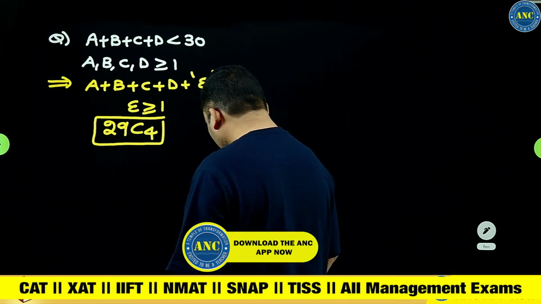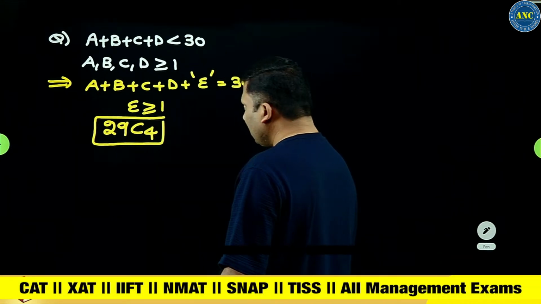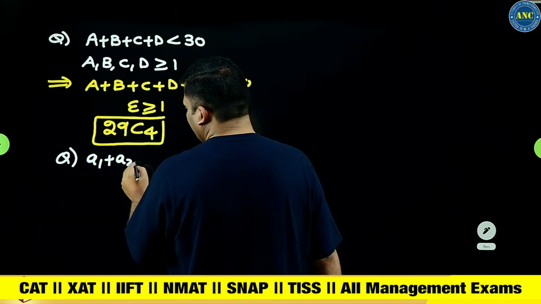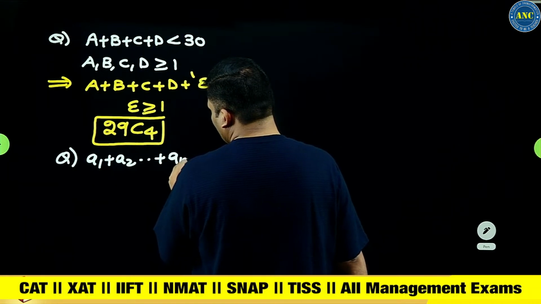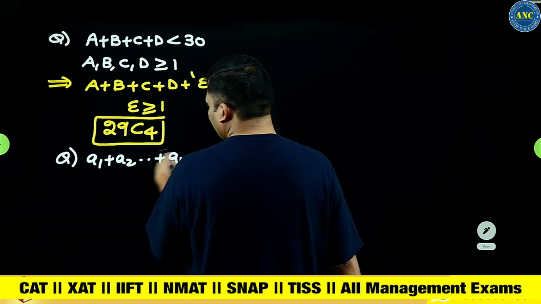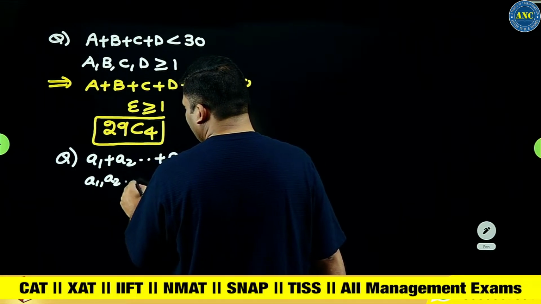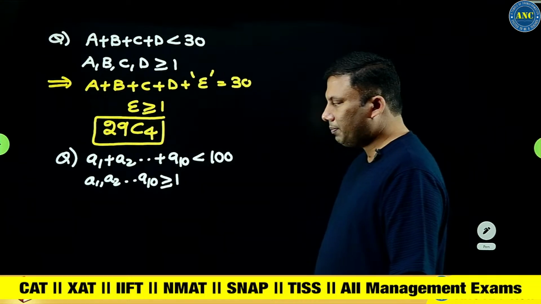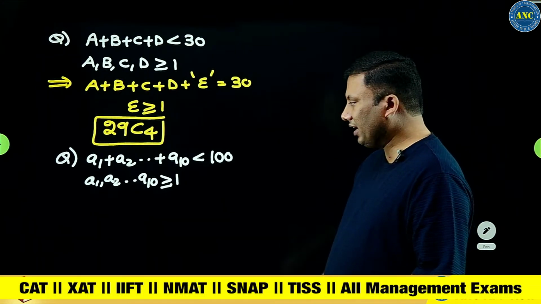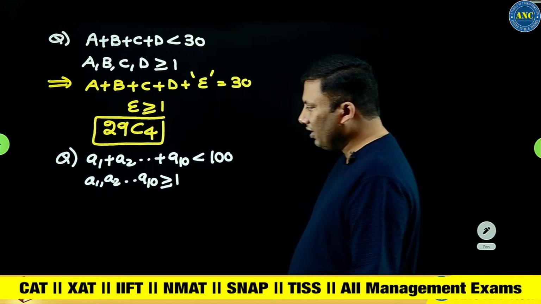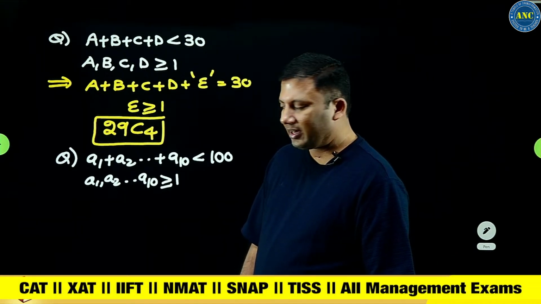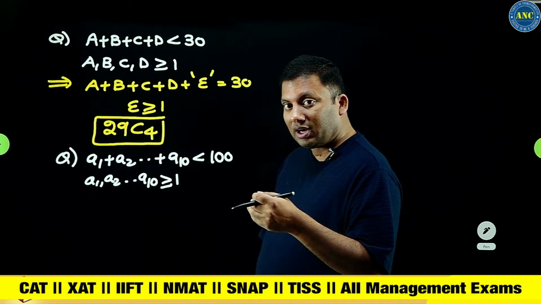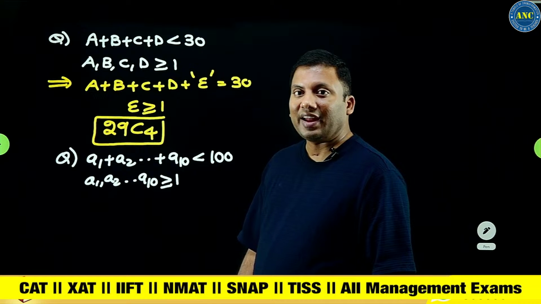Next one. Please tell me this answer orally, sir. A1 plus A2 plus up to A10 is less than 100. A1, A2 up to A10 are all greater than or equivalent to 1. What is the minimum value? 10. What is the natural number just less than 100? 99.